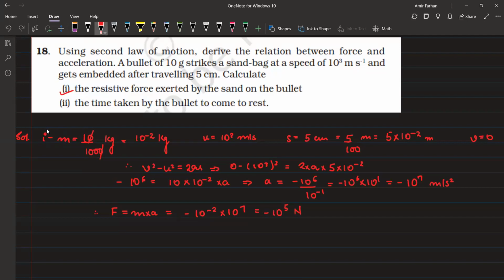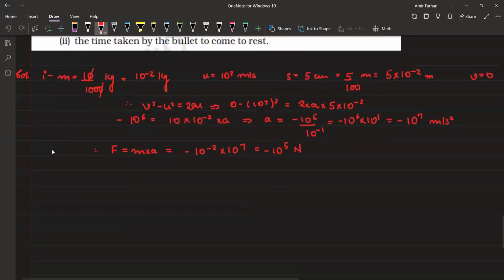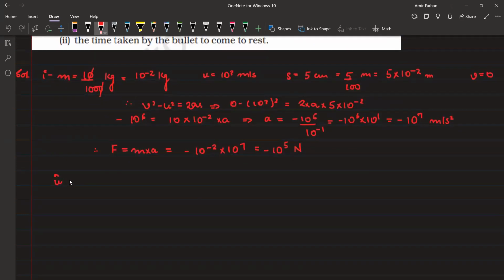We have to now calculate the time taken by the bullet to come to rest. Okay, so for this we can use which equation? We can use the second equation of motion. Yes or no? Because the time is asked and distance is given as 5 into 10 to the power minus 2 meter. Okay, so let's apply this. S is equal to ut plus half at square.